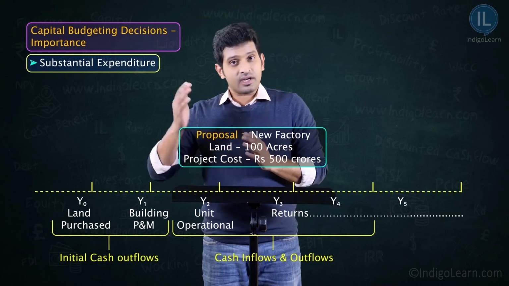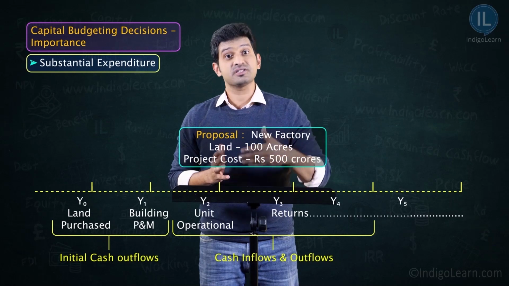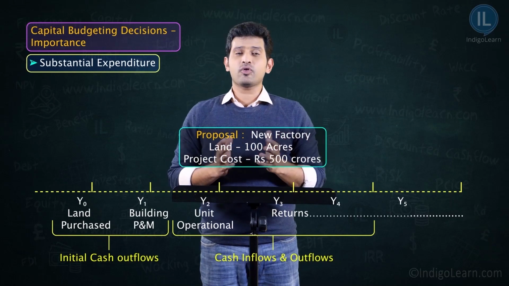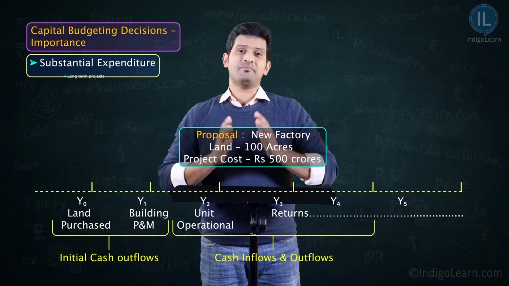And then we said the company generates revenue. Now that is also, we're not talking about 1 year, 2 years, it may go up to 5 years, 10 years or even 15 years. Therefore, capital budgeting decisions are generally concerned with long time periods.